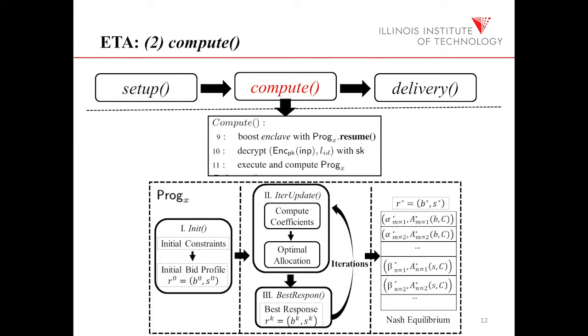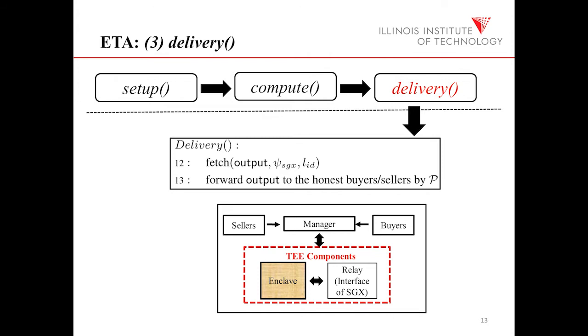For the second phase in ETA, TE components handle the incoming requests in parallel. TE components retrieve the program with a resume call and decrypt inputs with the private key. The execution of the auction program is conducted in a sandbox environment on the enclave. Then, a software adversary and a physical adversary cannot interrupt the execution and monitor the data inside the enclave. The result of the program is a secret output, which will be securely returned to the manager with a black box program execution.